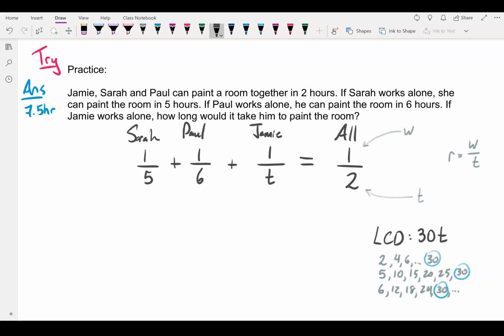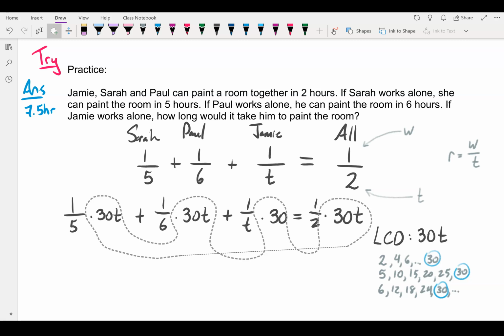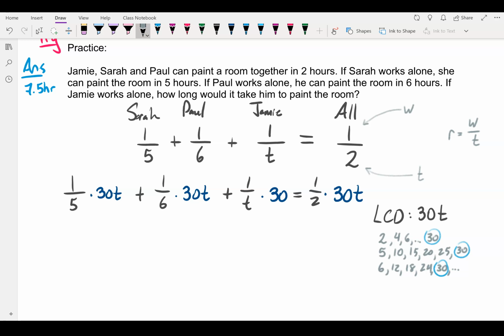what are we going to do? We're going to multiply everything by that 30t. And if you did 5 times 6 times 2 and got 60, it's still going to work out. Don't worry about it. Just multiply everything by that. So 1 over 5 times 30t plus 1 over 6 times 30t plus 1 over t times 30t. All right? And this is 1 over 2 times 30t. Don't forget to multiply that side as well by the denominator. And I'll just make it a little different color just to show you that I didn't have that to begin with. And play your cancel game.